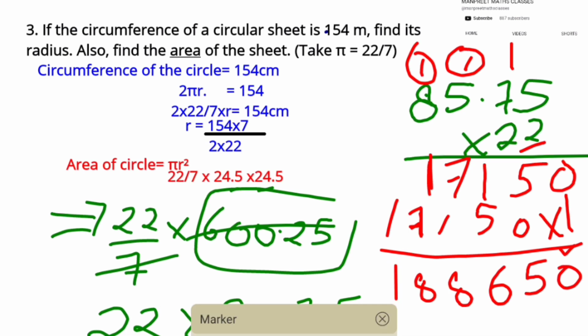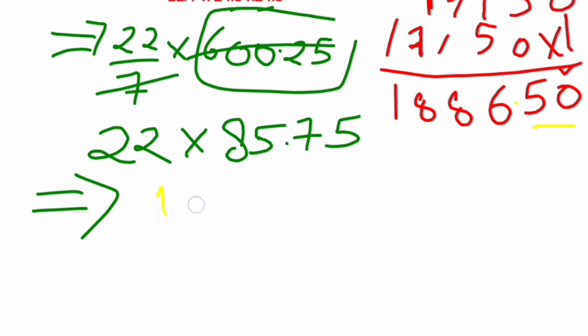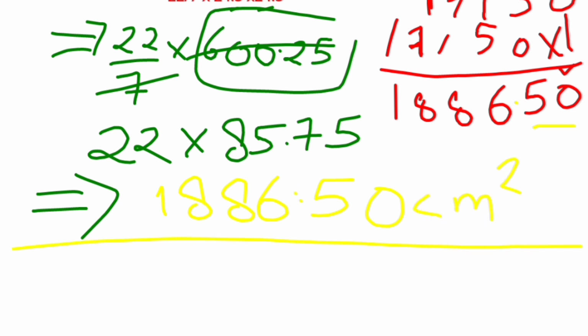Here we are having decimal after two numbers. So we'll put the decimal after two numbers from which side? Right hand side. So 1 2 here. So your answer is 1886.50 centimeter square. I hope this is clear to you.